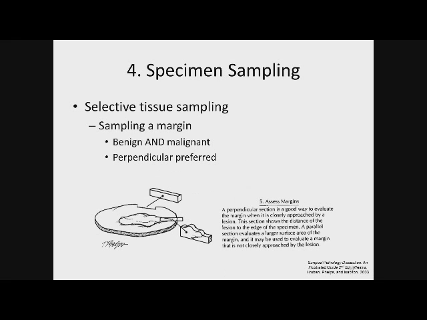So in sampling a margin, it's more important to do a perpendicular cut into the specimen to get the pathologic tissue as well as the non-pathologic tissue. The parallel cut can give us some more information about the margins, but again, it doesn't give us a lot of information about the invasive process of the pathology.